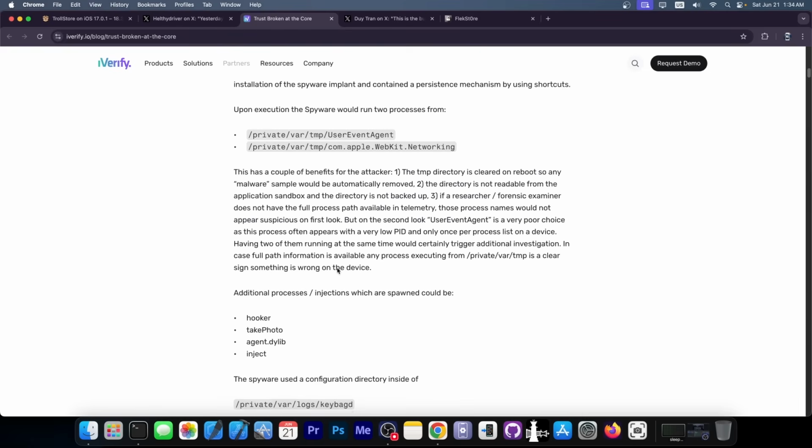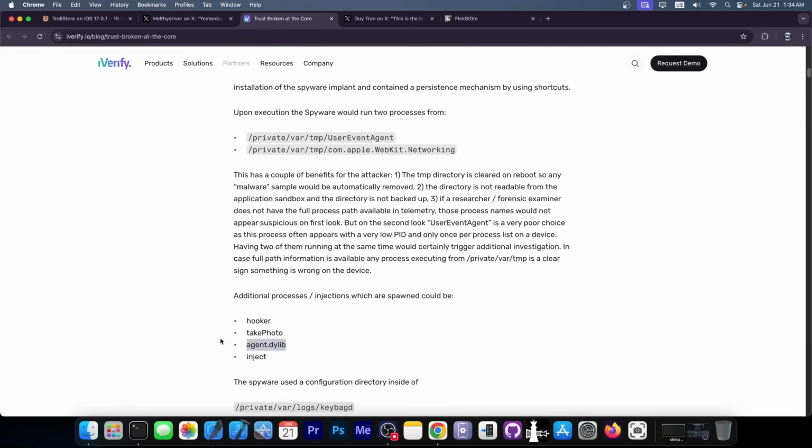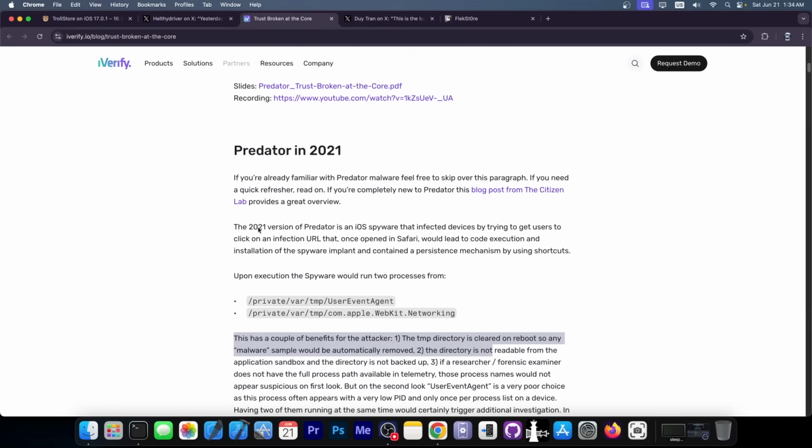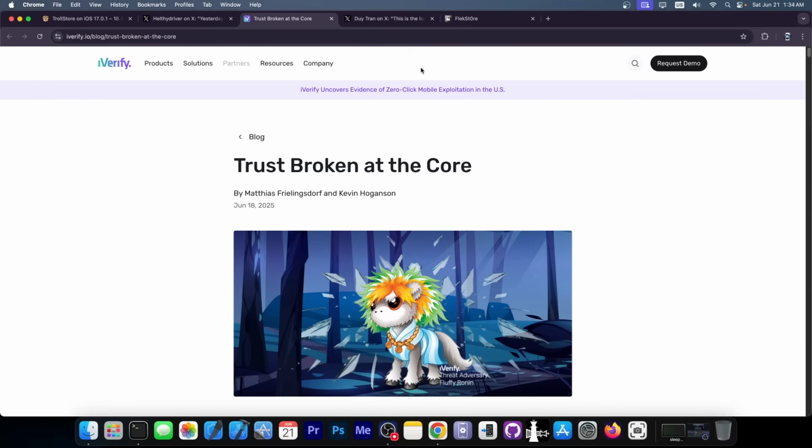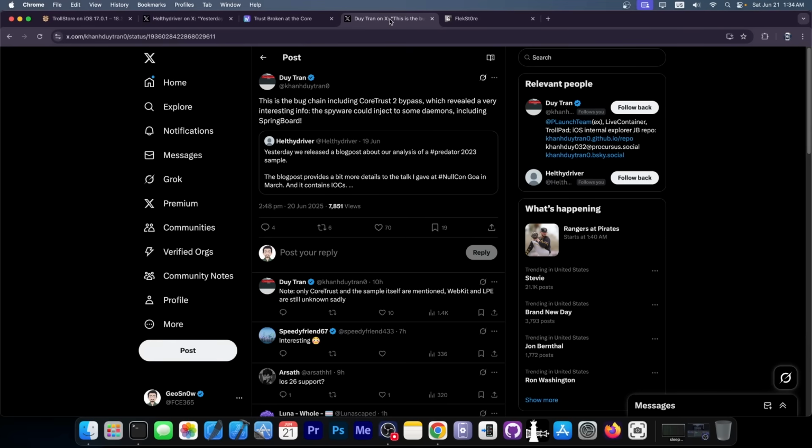There are some things mentioned over here, like agent.dylib and various connections to various things. So we could try to look for stuff. So expect iSecureOS 2.0 in the future and expect it to be able to detect Predator or the vulnerabilities used in here. Anyway, it's a pretty wild story. It looks like it's quite powerful. Definitely check out the write-up down below.